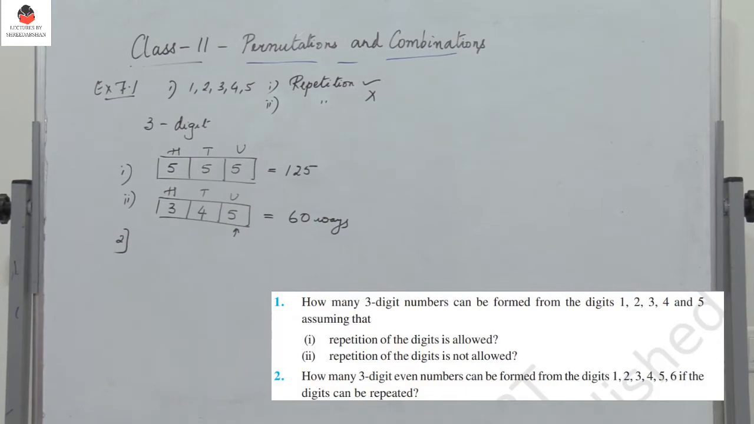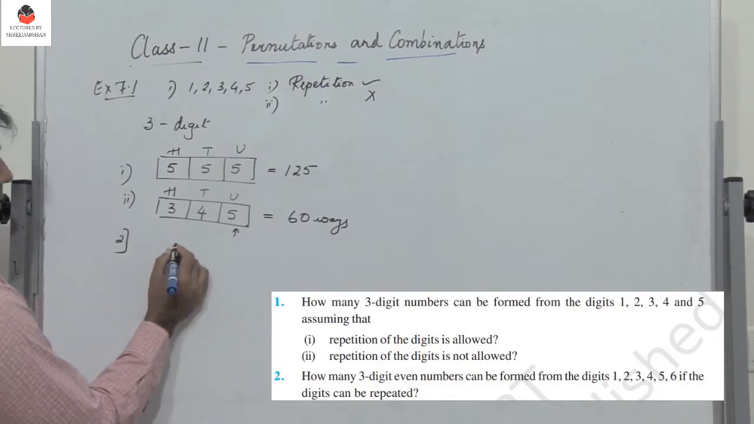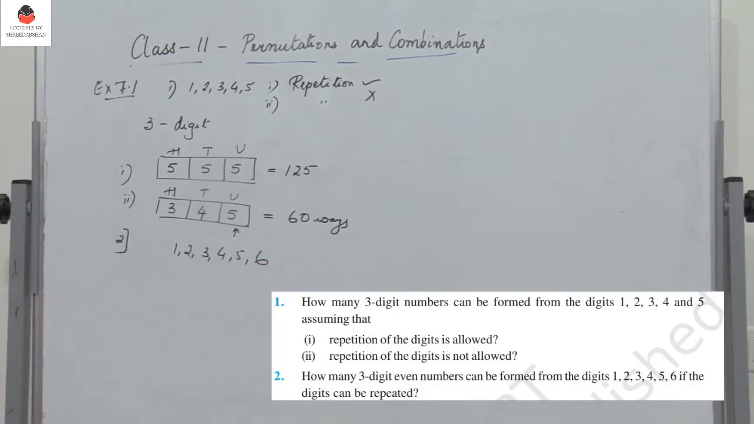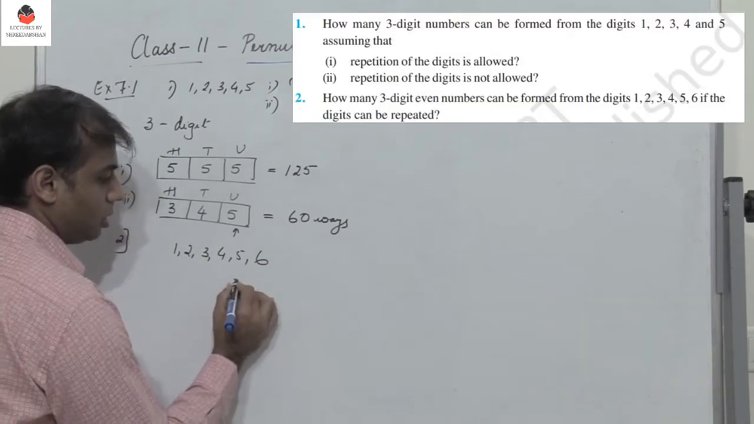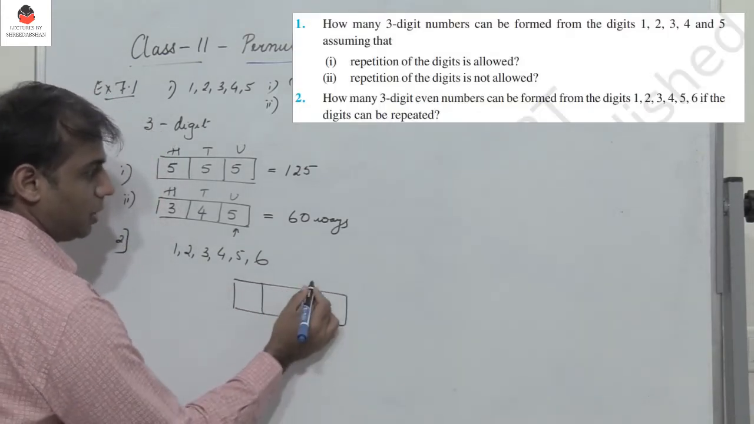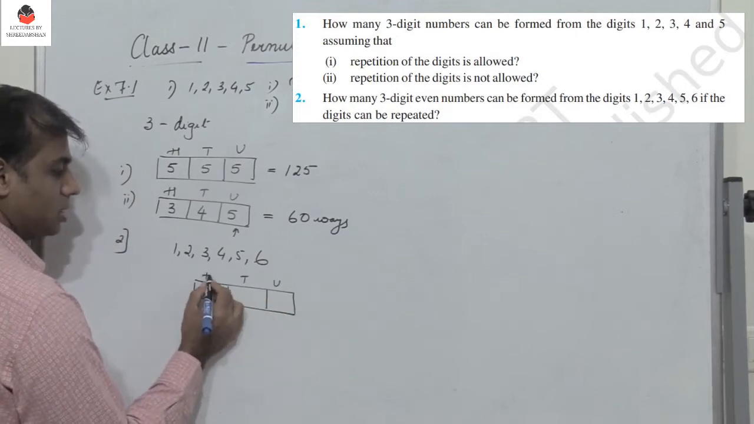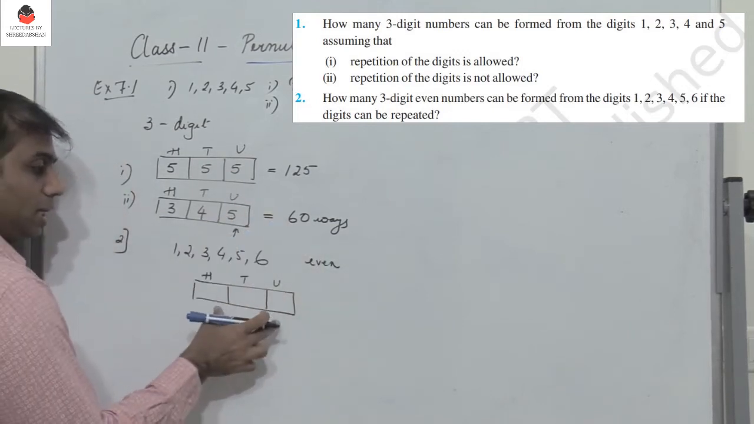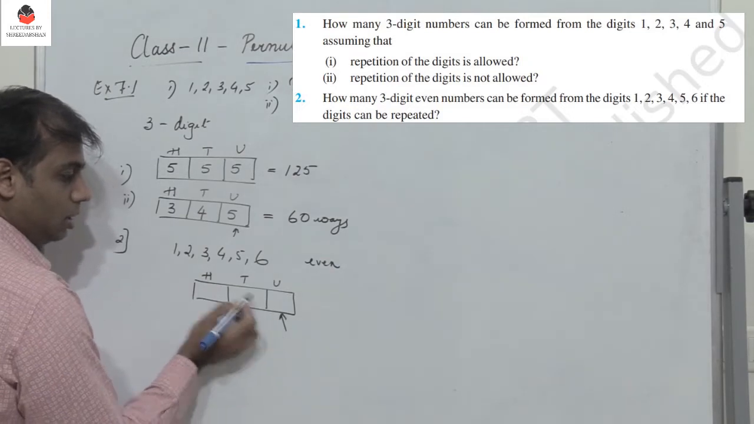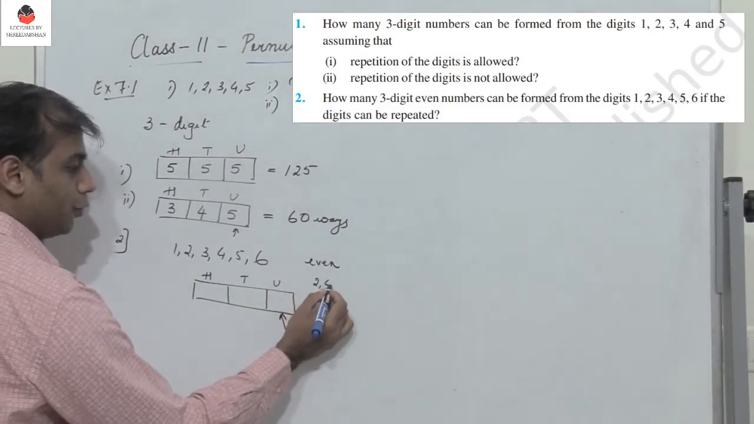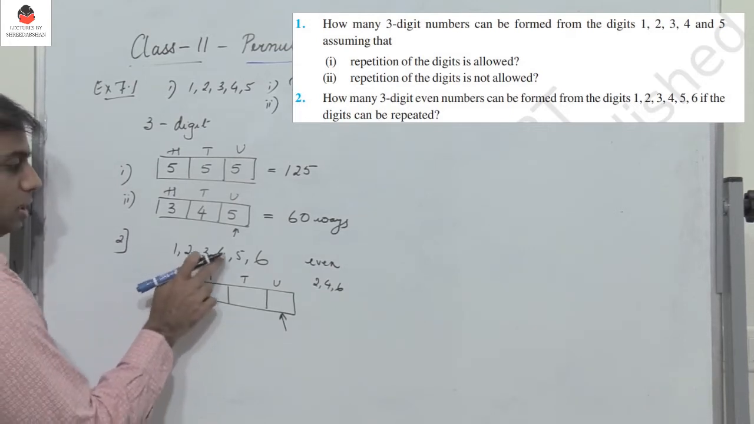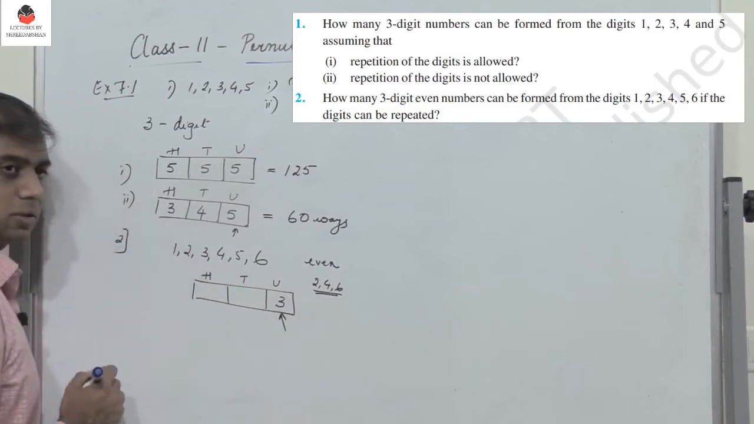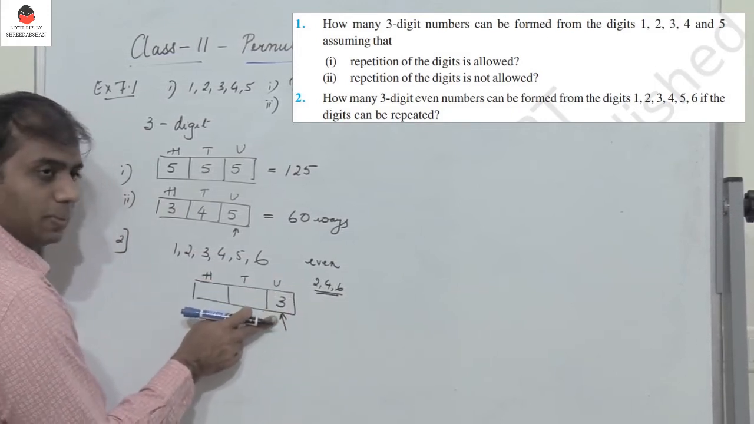How many 3-digit even numbers can be formed from 1, 2, 3, 4, 5, 6 if repetition is allowed? So repetition is being allowed. So again, it's a 3-digit number, and we have the units place, tens place and the hundreds place. So we need a 3-digit even number. Now an even number is formed only when in the units place I have either 2, 4 or 6. If I have 1, 3 and 5, it becomes an odd number. So the units place can have one of these 3 only. So there are 3 ways of filling in the units place.